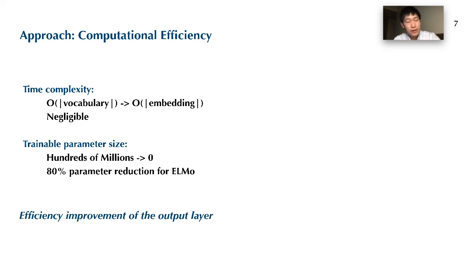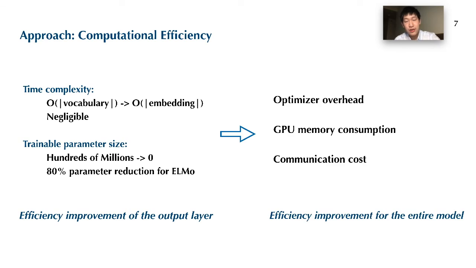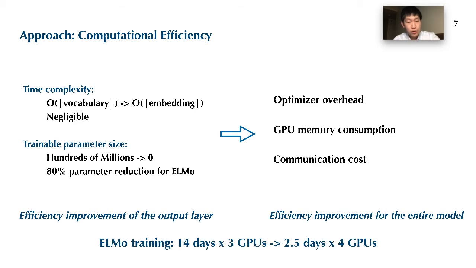This also brings efficiency improvement for the whole training process. With fewer trainable parameters comes less optimizer overhead. We're also able to improve the GPU memory efficiency and fit more words per batch. The communication cost for multi-GPU training, which is proportional to the trainable parameter size, is also drastically reduced. In practice, while Elmo took 14 days to train on 3 GPUs, we can train a comparable model in 2.5 days on 4 GPUs.